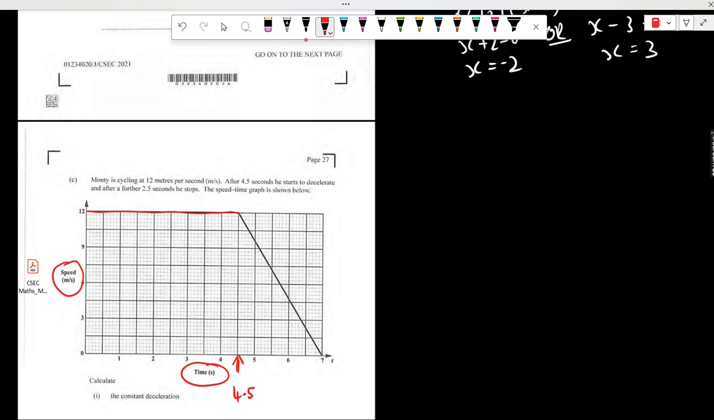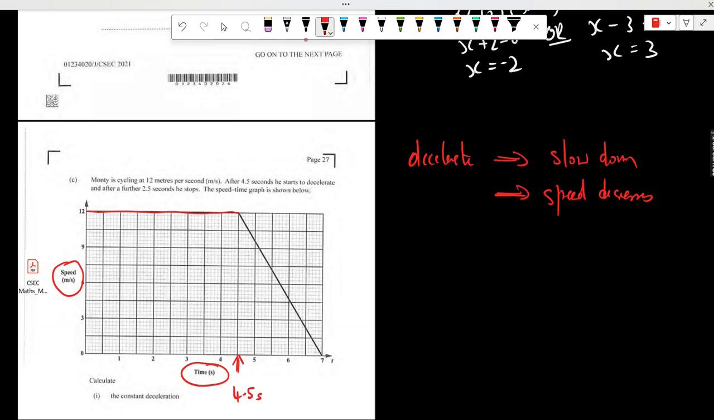This is 4.5 seconds, okay? So Monte's speed is constant for 4.5 seconds. Subsequently, its speed decreases uniformly because it's a straight sloping line. So we say that it decelerates. Deceleration, or to decelerate, means to slow down, right? And when you slow down, that means the speed decreases.